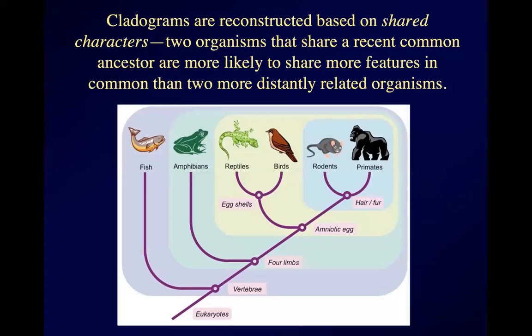And the same basic logic works for drawing up cladograms. Two living things that share a common ancestor are more likely to share features in common than two living things that are more distant. So for example, over at the top right, rodents is represented by a mouse and primates by a gorilla. You might not think that rodents and primates have a lot in common, but they both have hair. They both nourish their babies with milk. They both give birth to live babies that are carried in a uterus and fed through a placenta. They both have even some fairly obscure things like a diaphragm, for example. That's something that all mammals share.